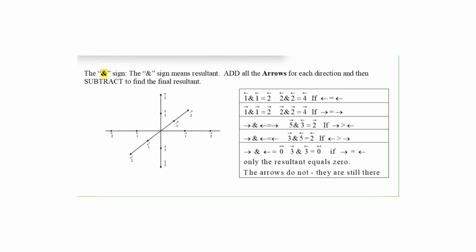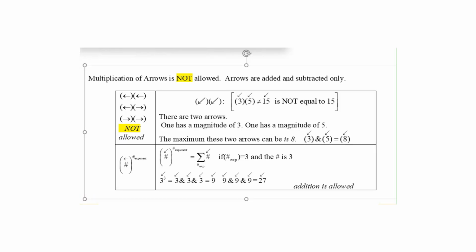The table is self-explanatory. The one of importance is the bottom one, where the arrows cancel out and the resultant is equal to 0. The arrows do not equal 0. They are still there. Multiplication of arrows is not allowed. Arrows are added and subtracted only.